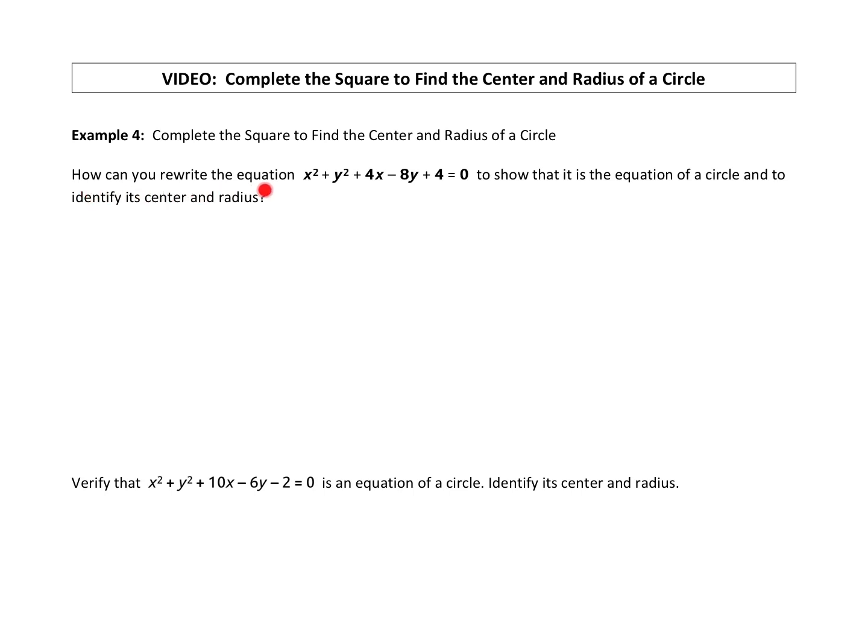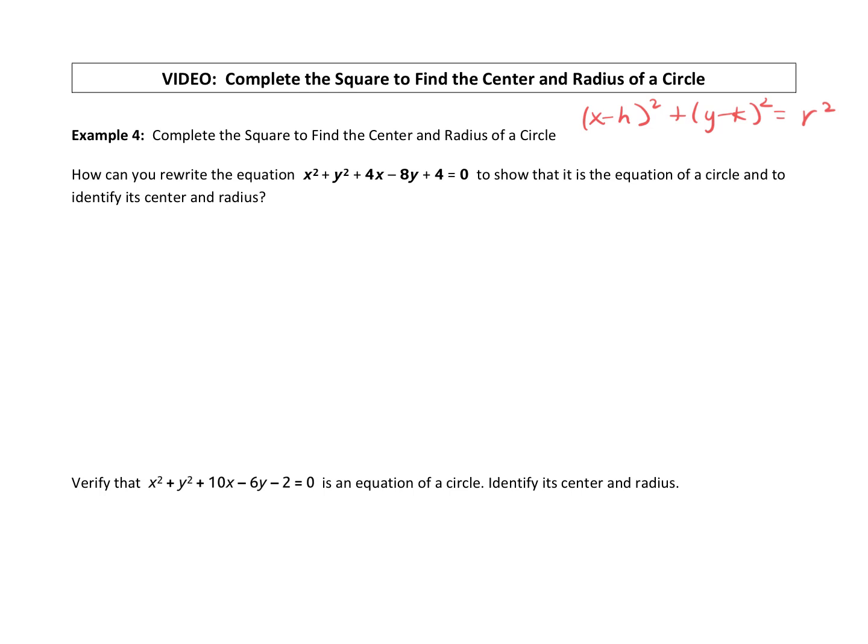How can you rewrite this equation to show that it is the equation of a circle and to identify its center and radius? So if we can get it into the standard form of a circle, x minus h squared plus y minus k squared equals r squared, and if it fits perfectly into that, we're showing it's a circle, and then we can identify the center and the radius.